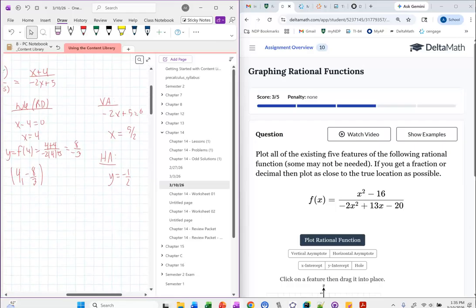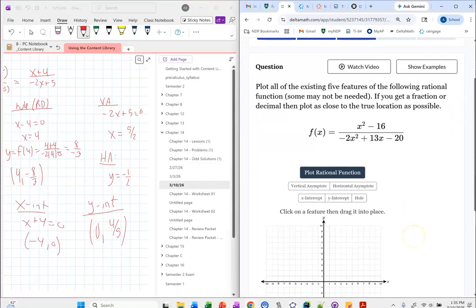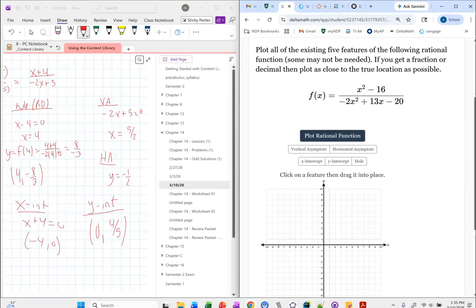For my x-intercept, I just take the numerator, set it equal to 0. For my y-intercept, I plug 0 in for x. That's going to be 4 over 5. And that's all the features that I need for this problem. Everybody's okay? Now I ripped through some of those, and this is the lousy part: you have to be a little bit careful in placing these things.